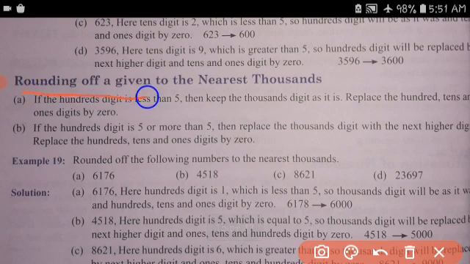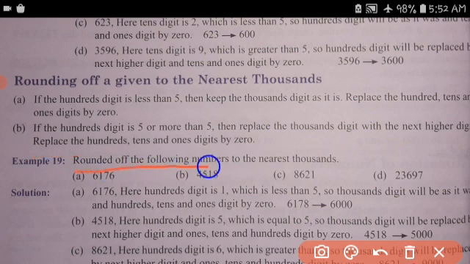Rounding of a given number to the nearest 1000. If the hundreds digit is less than 5, then keep the thousands digit as it is and replace the hundreds, tens and ones digits by 0. If the hundreds digit is 5 or more than 5, then replace the thousands digit with the next higher digit and replace the hundreds, tens and ones digits by 0.